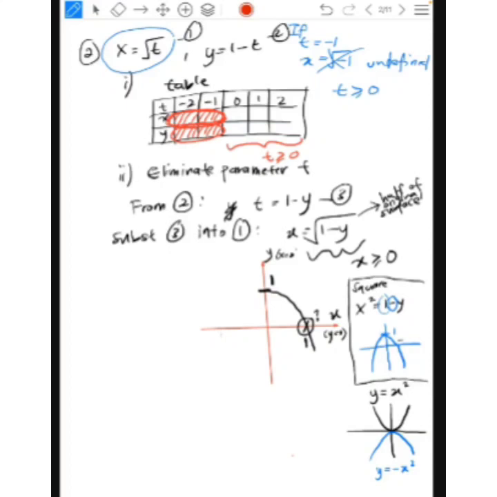Now you want to find the orientation. So again, for orientation just plug in any two values of t. Let's say t equals 0 and t equals 1.